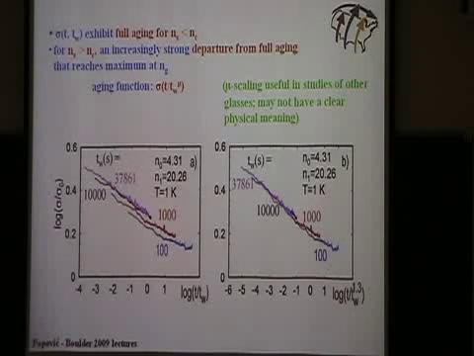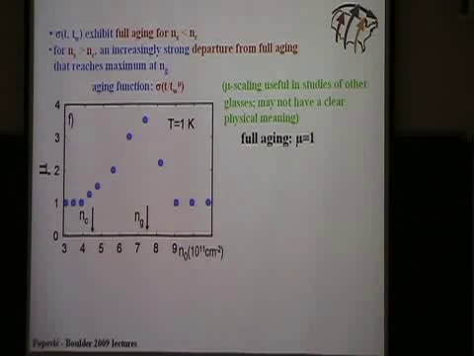So we use this exponent to tell us how far away we go from this full aging. So again, you see these are the densities, critical density, glass transition. This corresponds to full aging. Then there is a very strong departure. And then it seems as if the maximum is actually at the glass transition density.